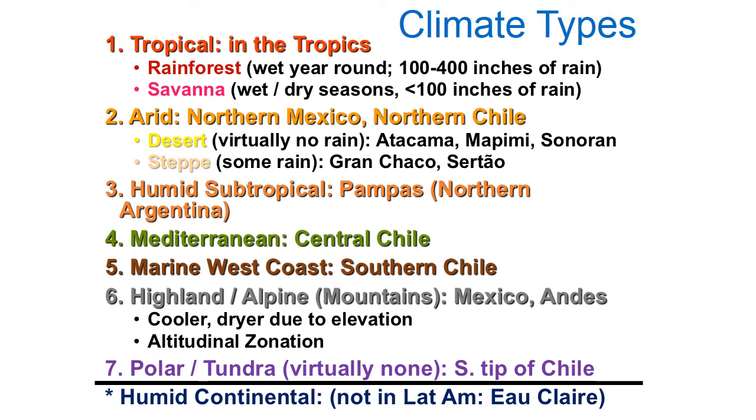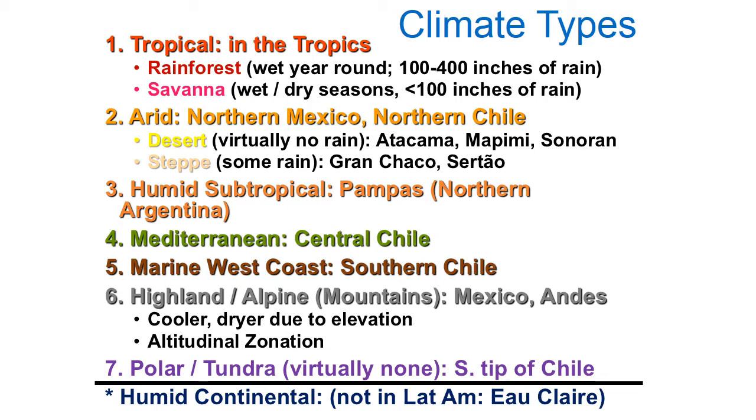So here are climate types, and there are 7 major climate types in Latin America. You can see at the very bottom of this slide it says we have humid continental. That is our climate right here in lovely Eau Claire, Wisconsin. And you won't find that climate anywhere in Latin America. So we can sort of forget about trying to make comparisons to Eau Claire, because it's just not going to work out because our weather is not typical of any region within Latin America.